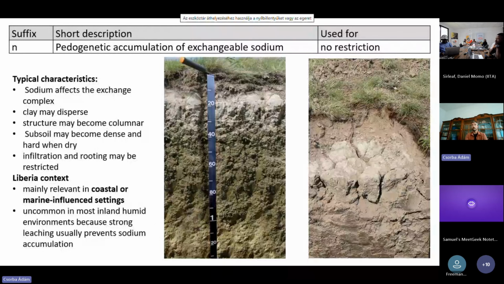In this case, the pH of these soils can be very high, and the chemical properties of the sodium may lead to the development of a very dense and very hard topsoil or subsoil layer, which restricts the infiltration and rooting. And as I mentioned, this is mostly relevant in coastal and marine influenced settings.